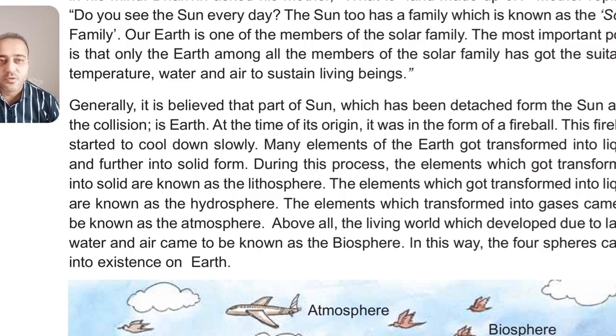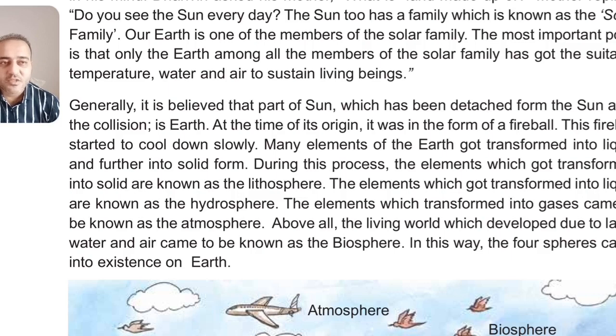During this process, the elements which got transformed into solid are known as lithosphere. So when the earth started cooling down, the solid particles were known as lithosphere. The elements which got transformed into liquid are known as hydrosphere. Hydrosphere means the water. The elements which transformed into gases came to be known as atmosphere. So this is actually the main paragraph which gives us the introduction of the whole chapter, right?